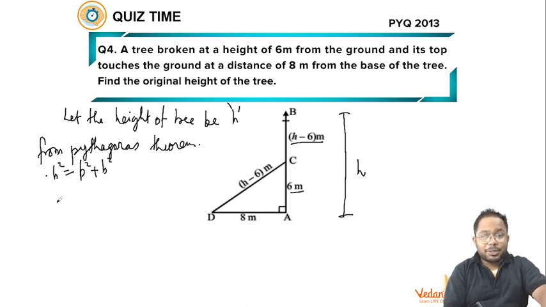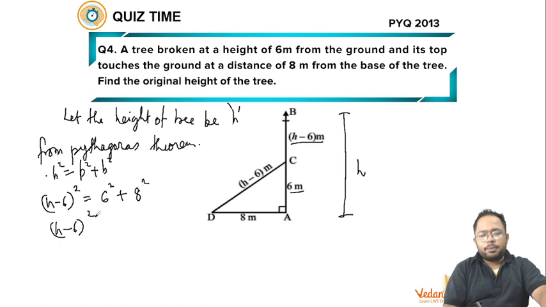So what is hypotenuse square? It's h minus 6 whole square, equal to p square, perpendicular, that's 6 square, plus b square, that's 8 square. So h minus 6 whole square. 6 square is 36, 36 plus 64 gives us 100. Right? It gives us 100.